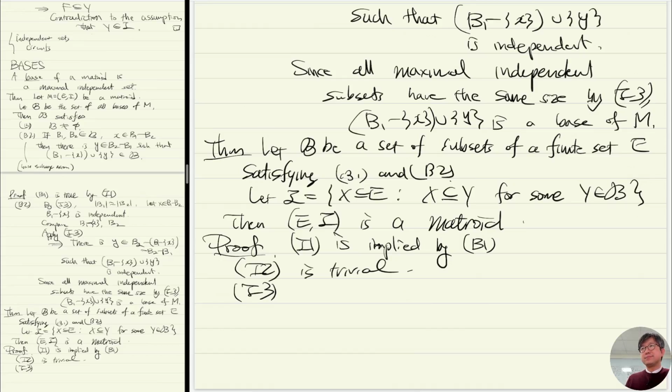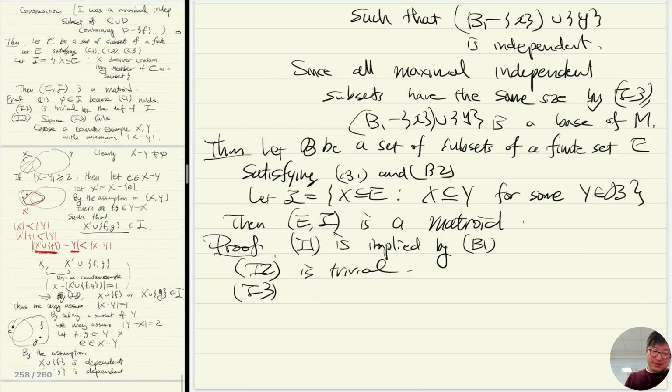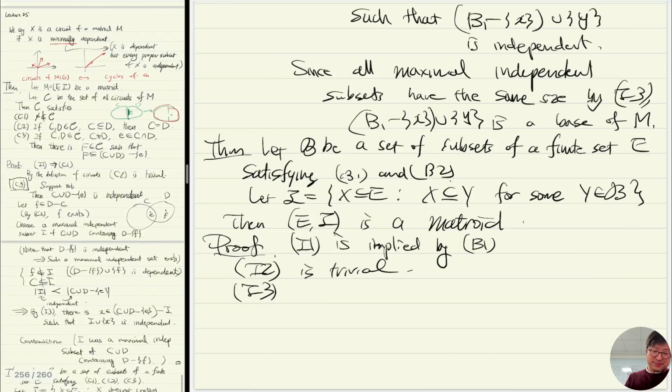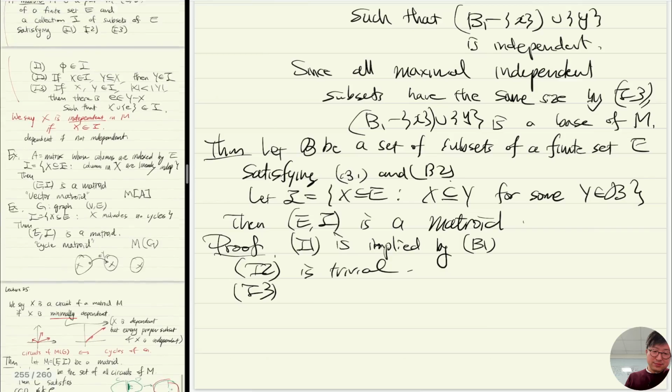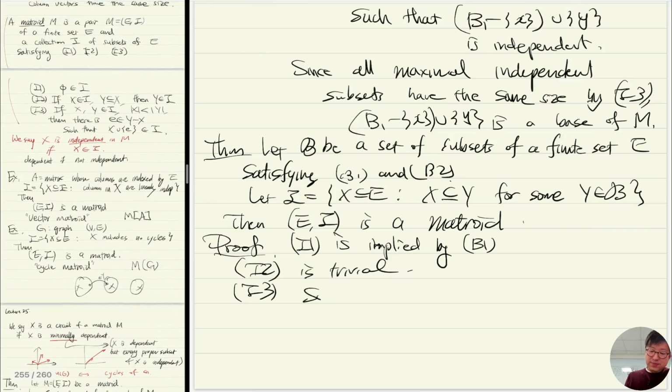Okay. Now, suppose not. Let me show you I3. So where's I3? Okay. Suppose I3 is false. All right.